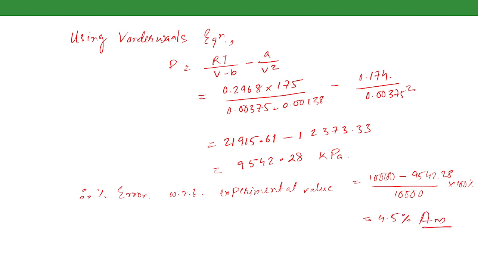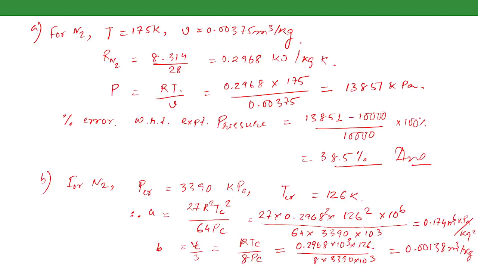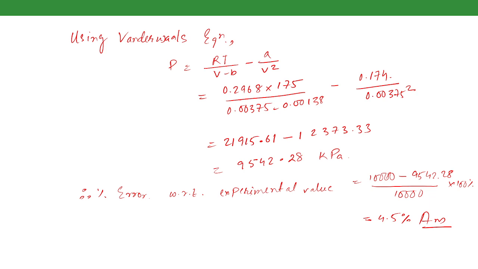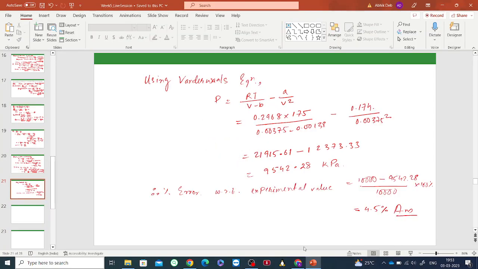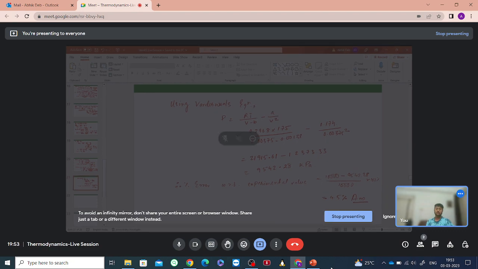Okay, so you can see that the percentage error has decreased from around 40% to 4.5%. This is almost an 8 to 10 times decrease in the percentage error. So using the van der Waals equation, a significant improvement in the result can be achieved. Okay. So I hope it is clear to everybody. If there is any doubt, you can ask.